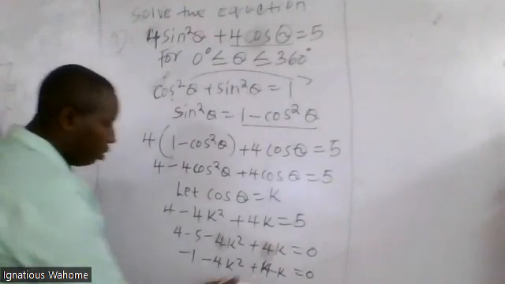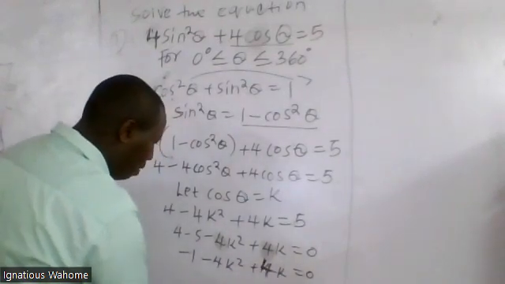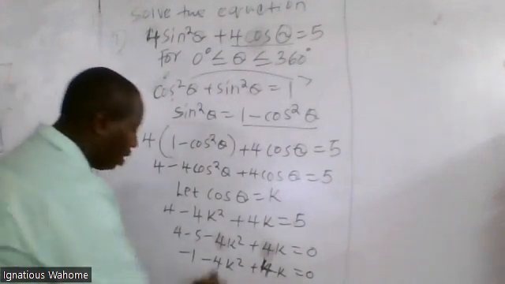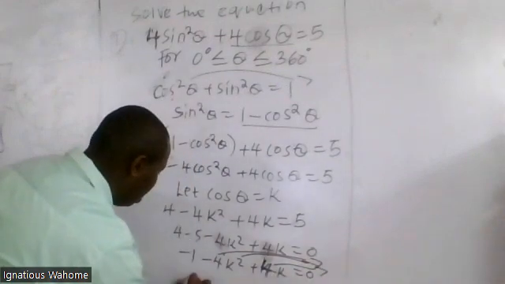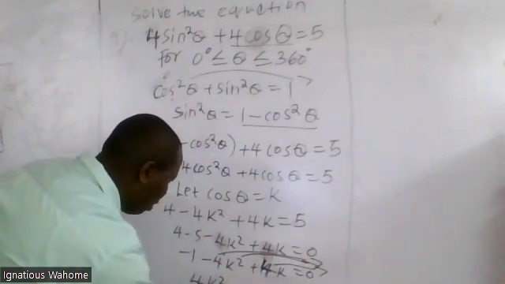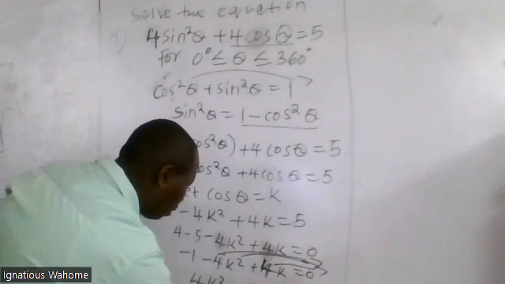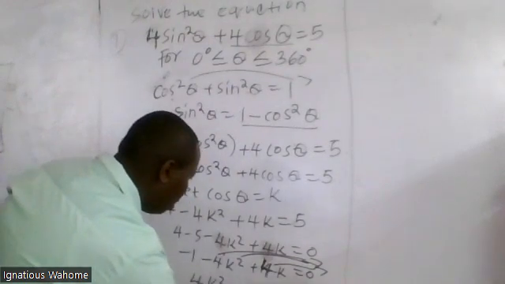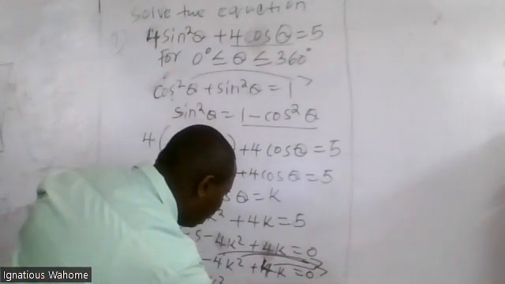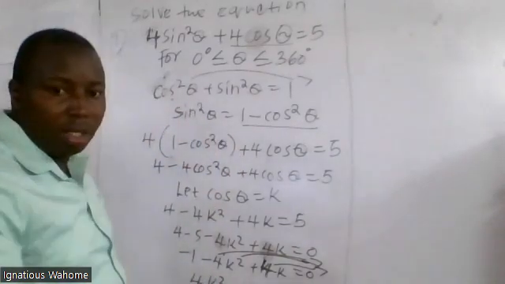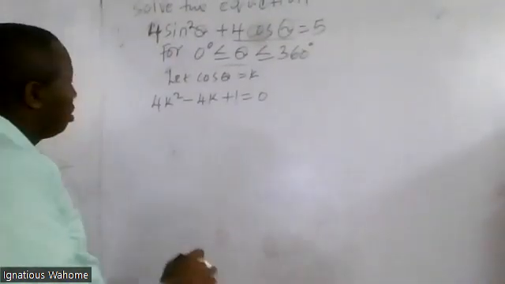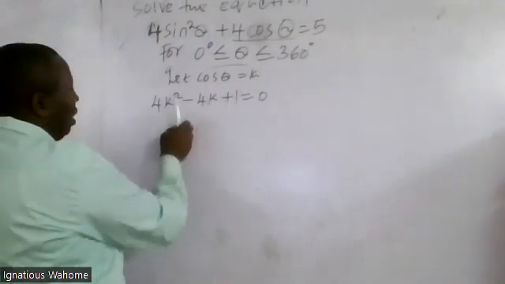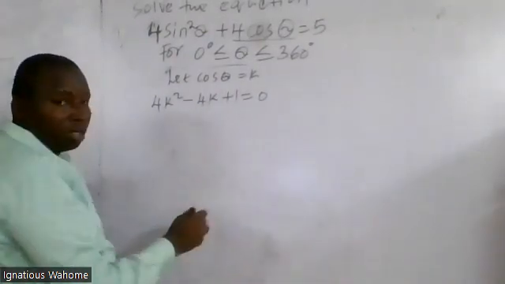Then from there, you make it quadratic. You can take all these values to the other side. Therefore, you get 4k squared minus 4k, and then this one becomes plus 1, is equal to 0. So you get 4k squared minus 4k plus 1 equals 0.